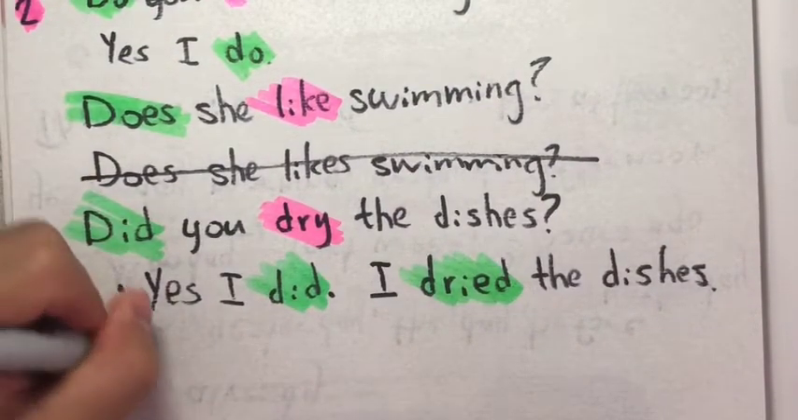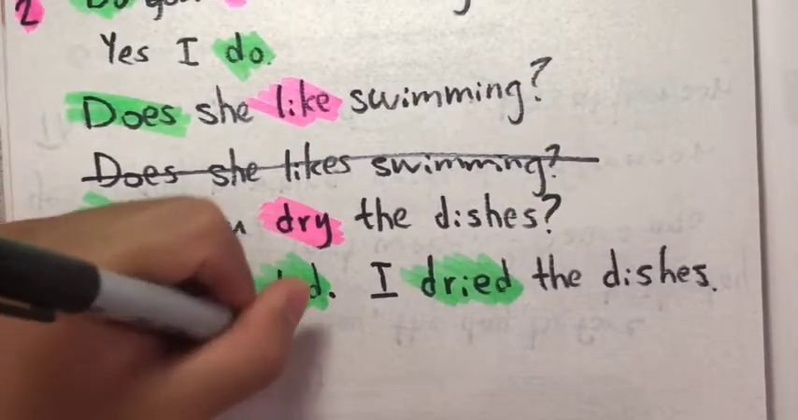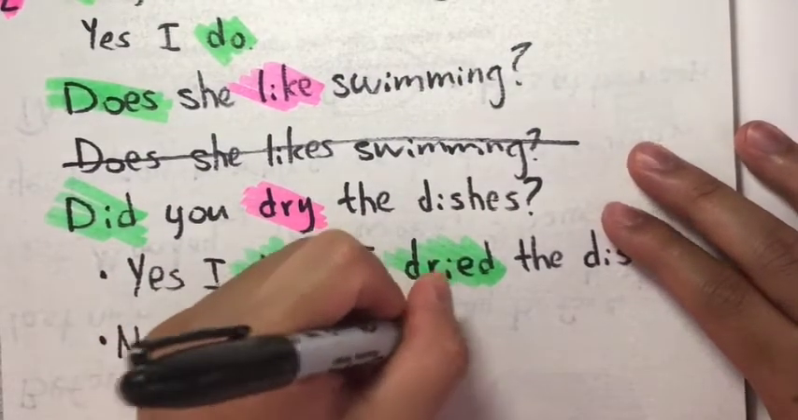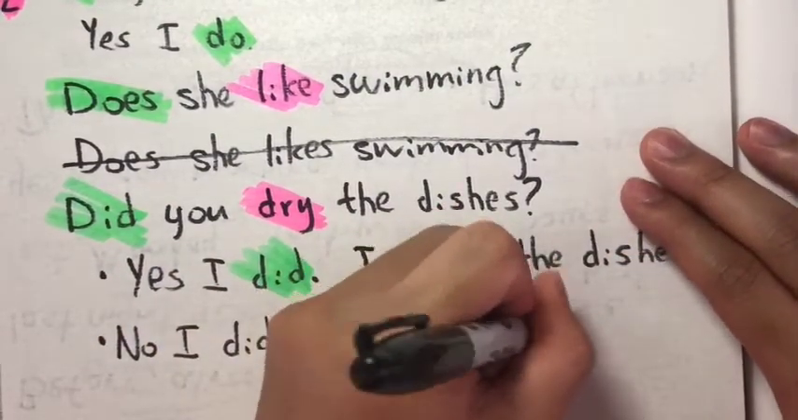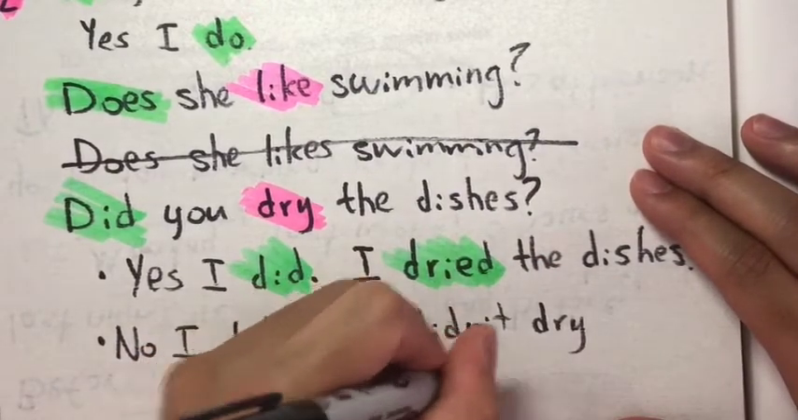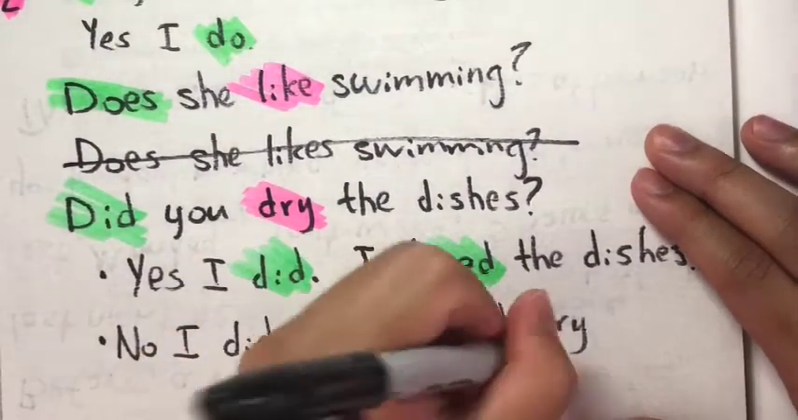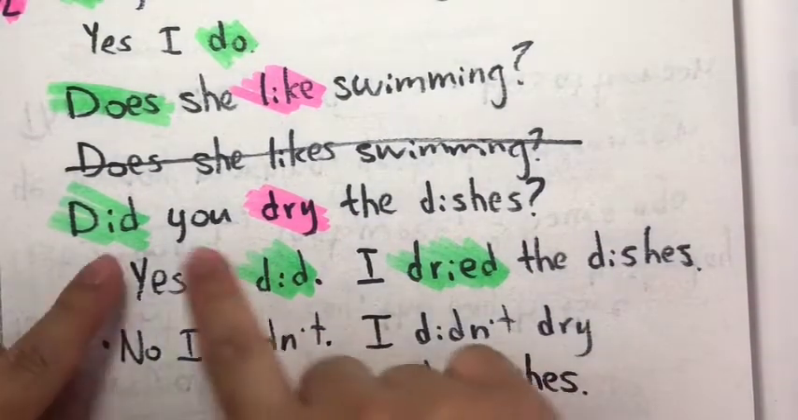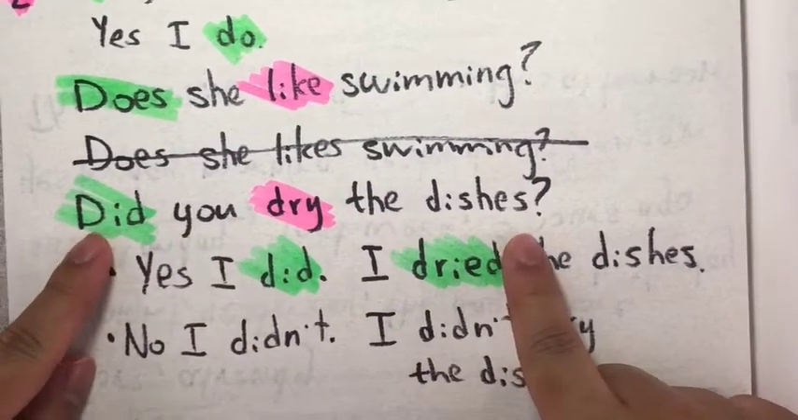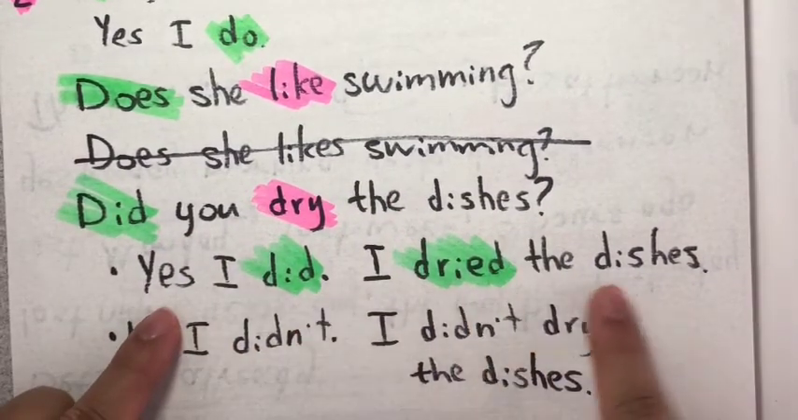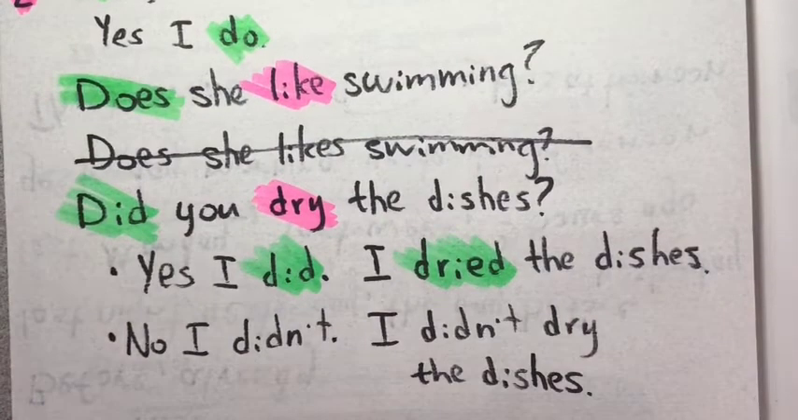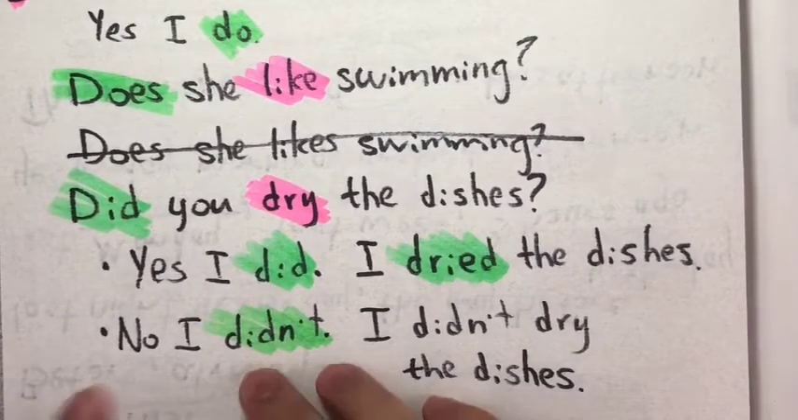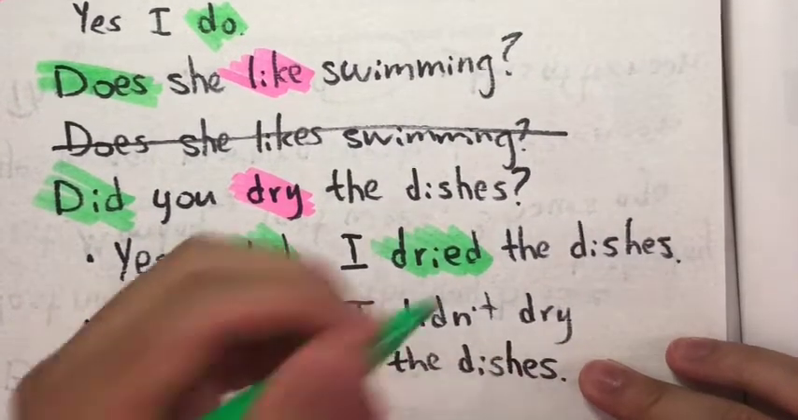We can also say, no, I didn't. I didn't dry the dishes. The question is, did you dry the dishes? Yes, I did. I dried the dishes. No, I didn't. Didn't is the first verb. This is a new sentence. I didn't dry the dishes.